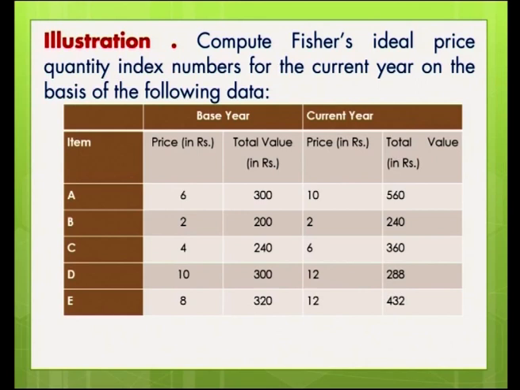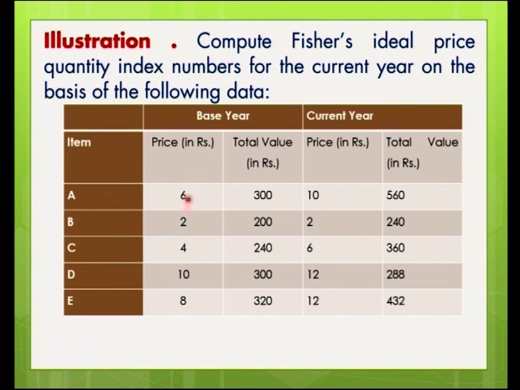That is, just see this example. Compute Fisher's ideal price and quantity index numbers for the current year on the basis of the following data. The index number will be called as price quantity index number because we are calculating it with a comparison. Although separately the problems are done for price index number computation and quantity index numbers computation, the comparison here will work out so that you will be able to understand the method further.